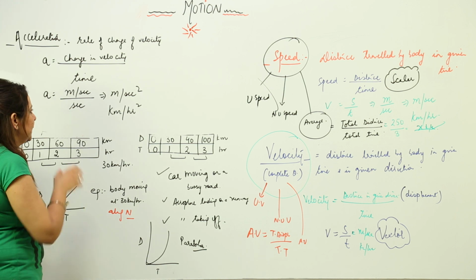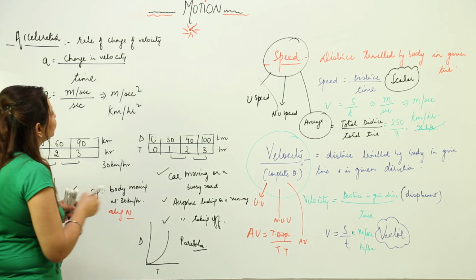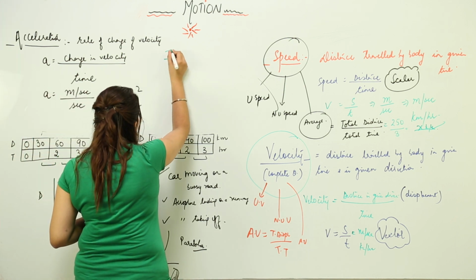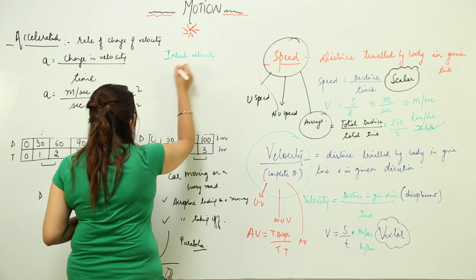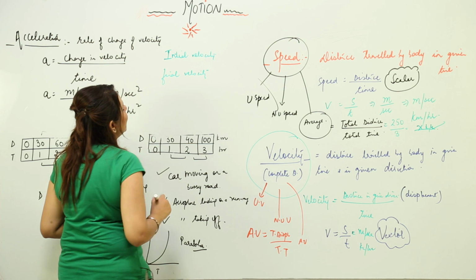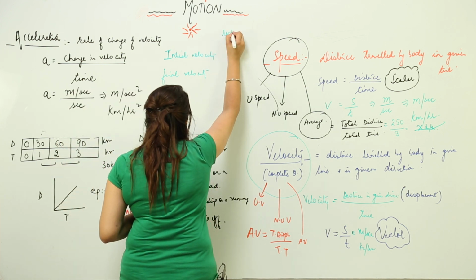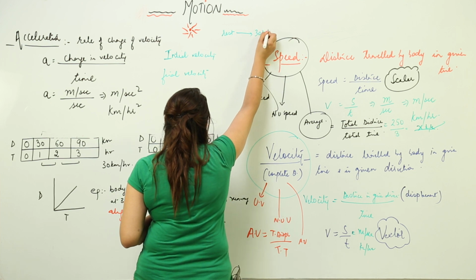So this is what an acceleration is. Now we have two kinds of velocity I must discuss here. One is initial velocity, the other is final velocity. Suppose I say a body starts from rest and accelerates and its speed becomes 30 km per hour.